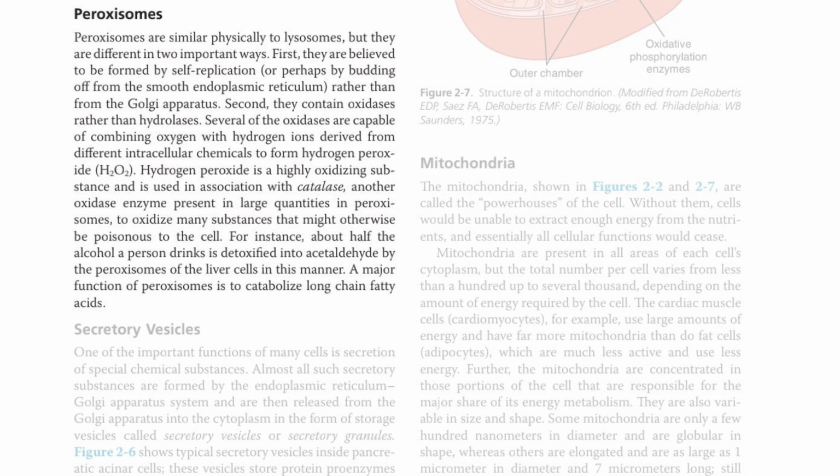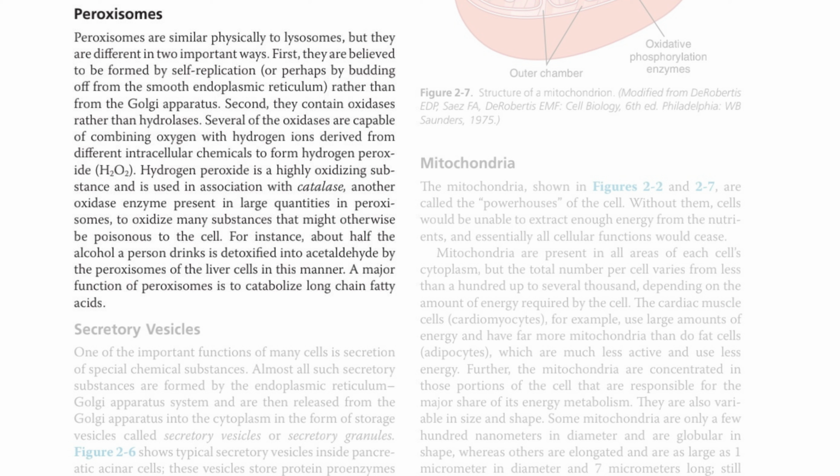Peroxisomes. Peroxisomes are similar physically to lysosomes, but they are different in 2 important ways. First, they are believed to be formed by self-replication, or perhaps by budding off from the smooth endoplasmic reticulum, rather than from the Golgi apparatus. Second, they contain oxidases rather than hydrolases.